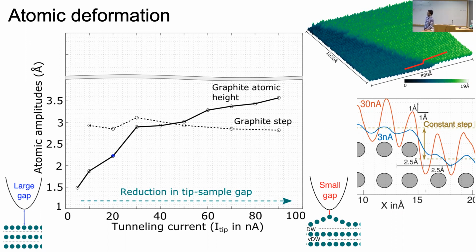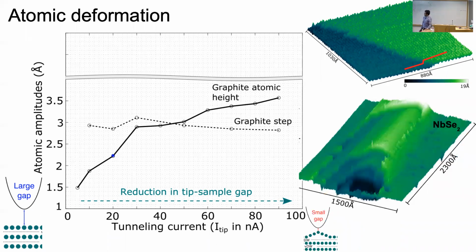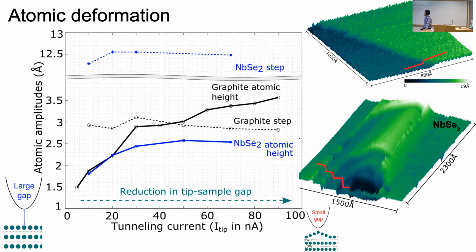So I chose niobium diselenide for our experiment. I found a series of monoatomic steps, or unit cell steps, on niobium diselenide. A single unit cell is made up of selenium, niobium, selenium. And when we repeat the same experiment of measuring the atomic heights and the step height as a function of current, we observe this: the step remains constant, just like the graphite step remains constant.